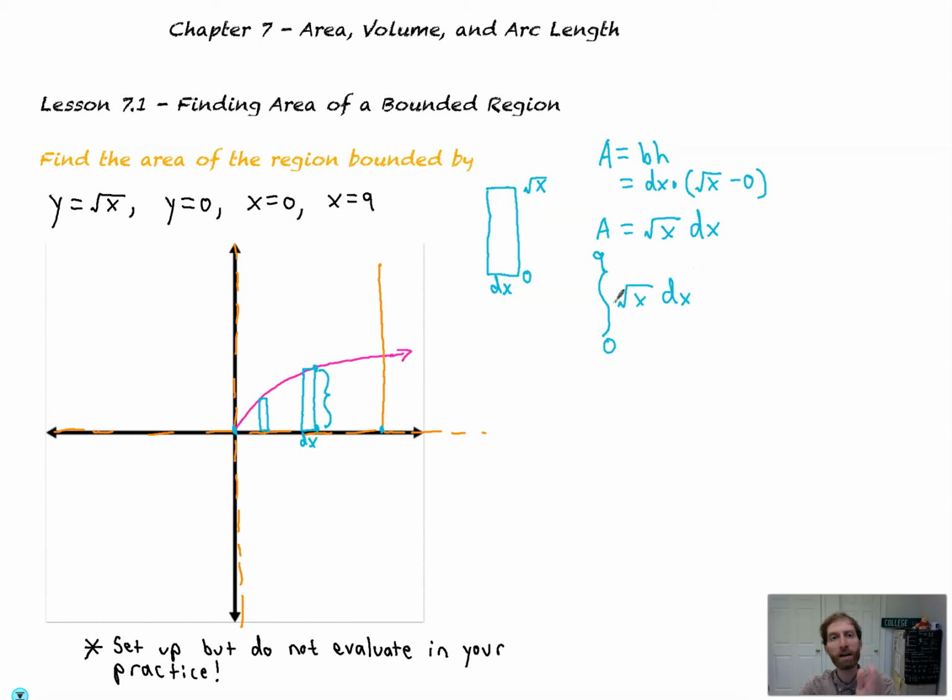So if you're practicing 5 problems, you set this one up and then you go on to the next one and set up the next one. Don't integrate it. Go back and integrate them all together. That way you're practicing going from graphing to finding this proper integral that gives you the area of the region. Then you can go and integrate it.